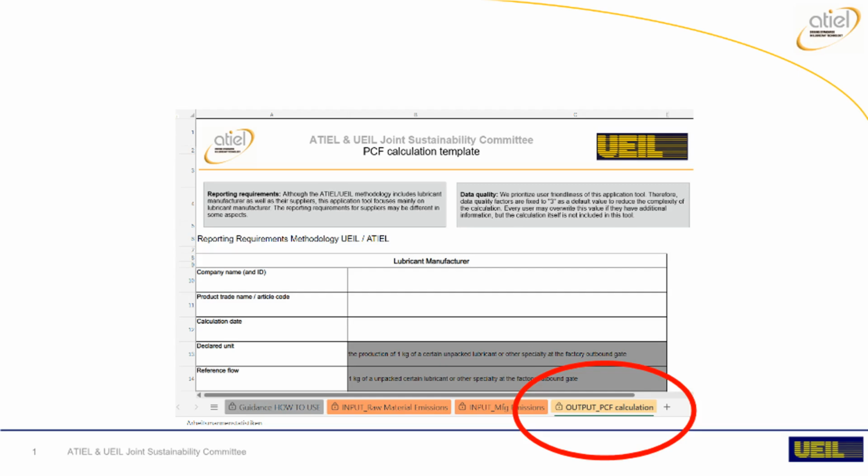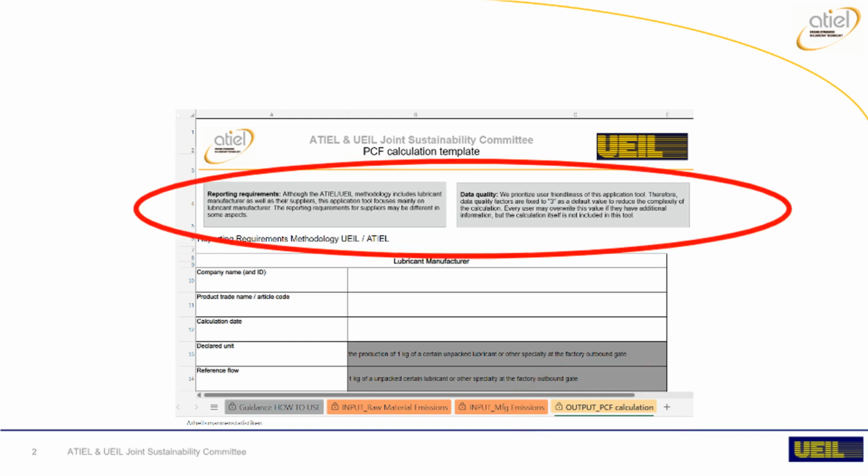Now we change to the output PCF calculation table. The calculation is almost done. You have just to provide some additional information and your report is completed. At the head of the table you find some additional information about the reporting requirements and about the data quality.